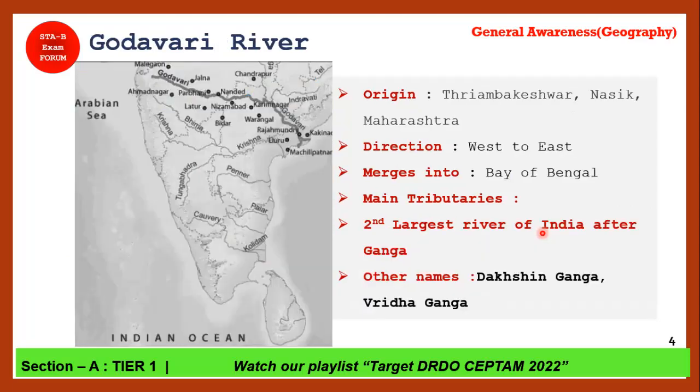Okay. The next very important river is the Godavari river. Why is it important? It is the second largest river of India after Ganga. It is also known by other names like Dakshin Ganga. Okay, so a question can come like this: which of the following is Dakshin Ganga? Vridh Ganga. Okay, this is also another name. It flows from west to east and finally merges into the Bay of Bengal, and its origin is Nasik. Okay, just remember, its origin is Nasik.